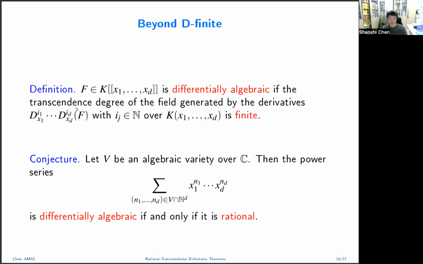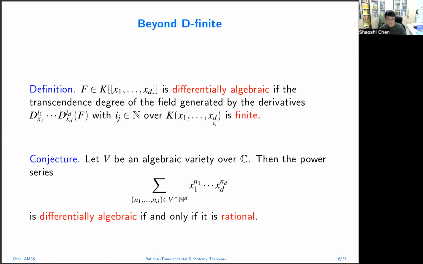But if it is finite, the transcendental degree is finite, and then we say this is called d-algebraic, which is a differentiably algebraic power series. This is a more general class of power series than D-finite. In the D-finite case, you generate this as a linear space, but now you generate it as a field. If the transcendental degree is finite, then this is d-algebraic.